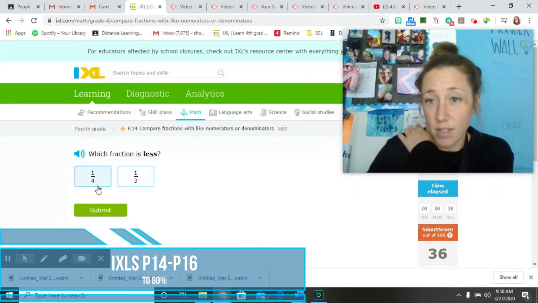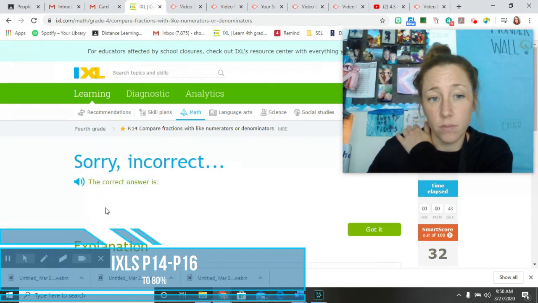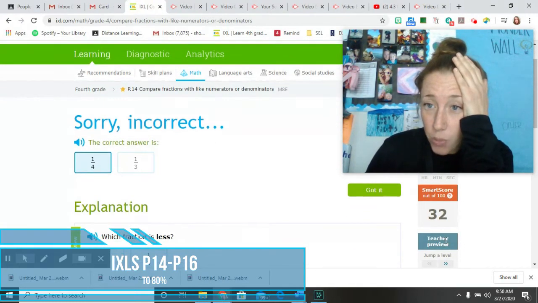Which one's less? This time the numerators are the same, the denominators are different. So remember the rule. If the numerators are the same, whichever denominator is smaller is a bigger fraction. So 1/3 is a bigger fraction. Oh, I'm supposed to do less.